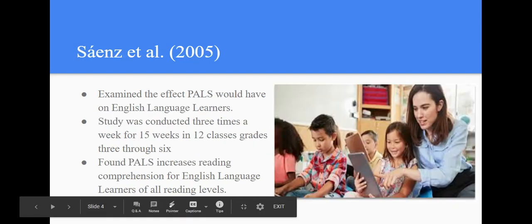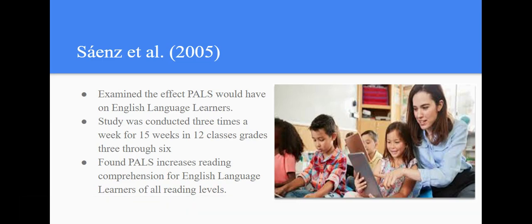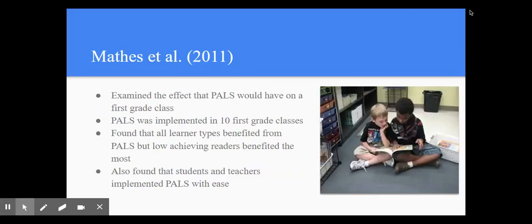Students for which English is not their first language have extra difficulties in trying to read. In Senez et al. from 2005, the effectiveness that PALS had on English language learners was investigated. PALS effectiveness was tested on 4 learner levels: learning disability, low, average, and high reading levels. In grades 3 through 6, it was found that PALS increased reading comprehension for English language learners in all 4 learner groups.